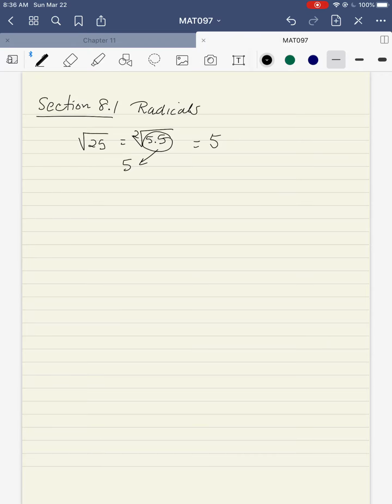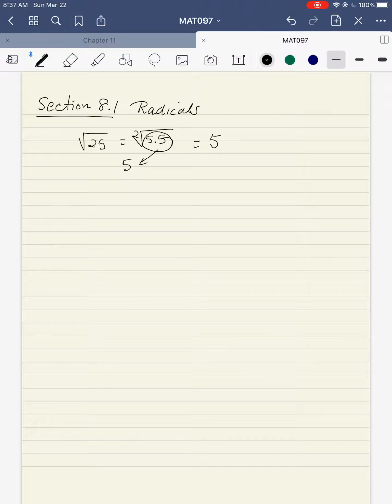Section 8.1 Radicals. The square root of 25 is equal to 5 times 5, and when you have a square root, there's a 2 inside the root symbol that you don't necessarily see. But when you have two 5s, you're looking for 2 of anything to take something out. So basically the square root of 25 is 5.